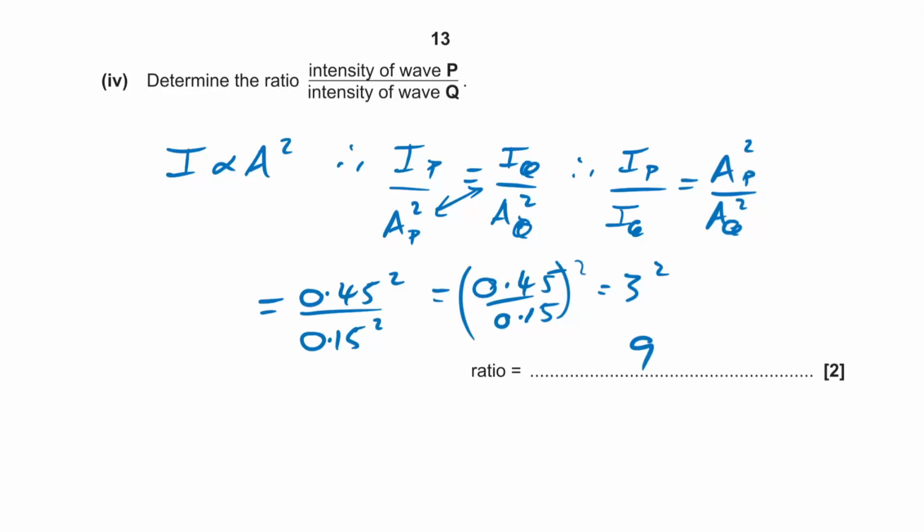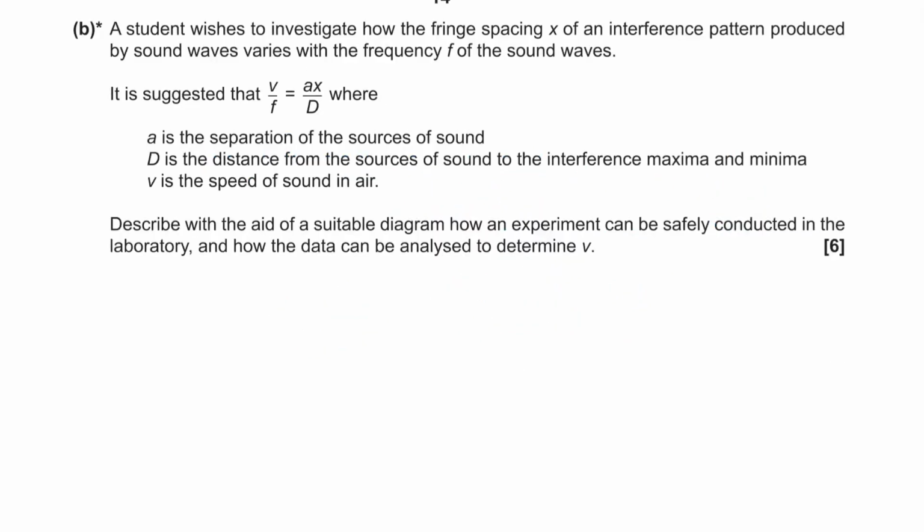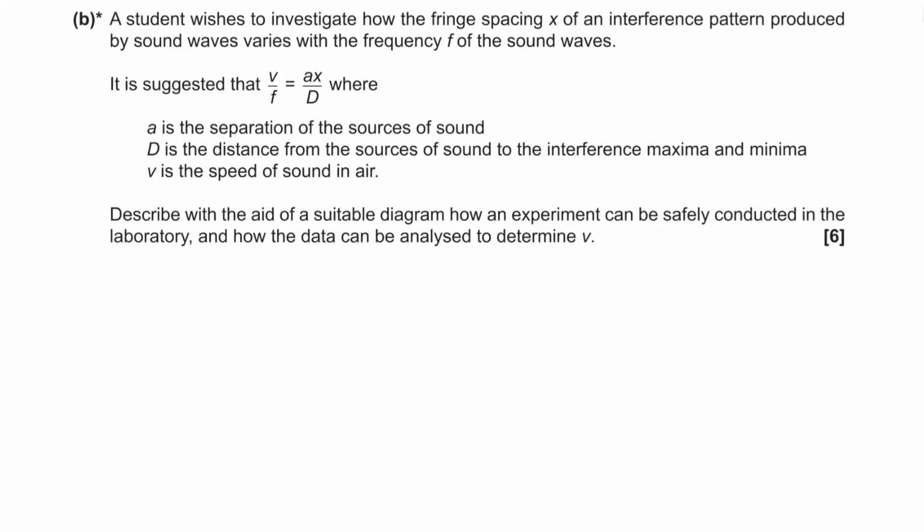Beautiful. Alright, long answer, practical question. Great. A student wishes to investigate how the fringe spacing x of an interference pattern produced varies with f. Suggested that's our equation. a is the separation of the sources. D is the distance to the... Okay, so basically just Young's double slit it looks like here, folks. Easy. This is just Young's double slit, but sound version.